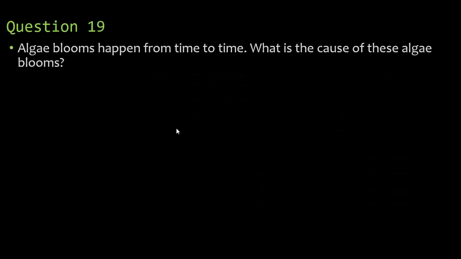Number 19, algae blooms happen from time to time. So what's the cause of these algae blooms? Algae blooms don't magically happen. There's been excess nitrogen that has entered the water, and that has caused these algae blooms to bloom up almost overnight. All right, last one, number 20.